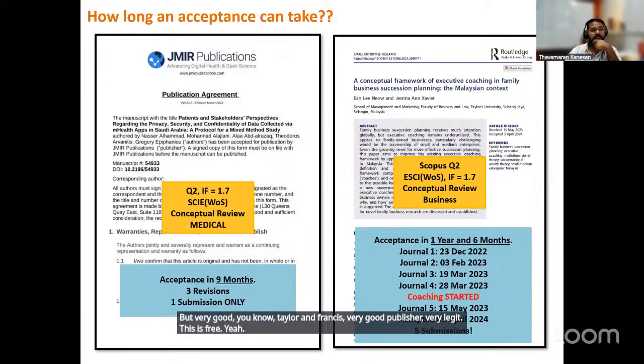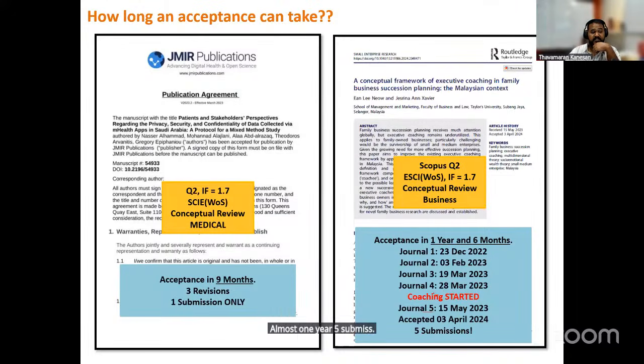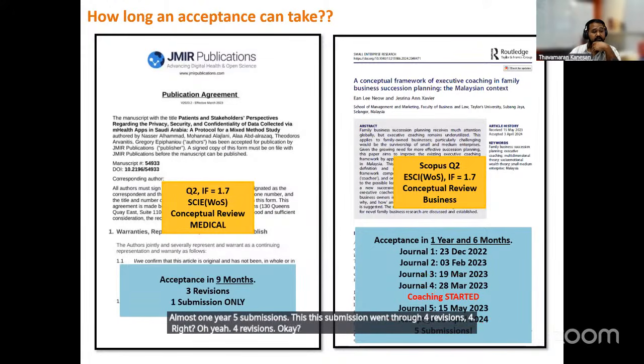This is Scopus Q3, and it is free to publish. So we submitted again on 15 May 2023, and it was accepted on 3rd April. Almost 11 months, almost 1 year. 5 submissions, and this submission went through 4 revisions. So that is the importance of choosing the right journal.